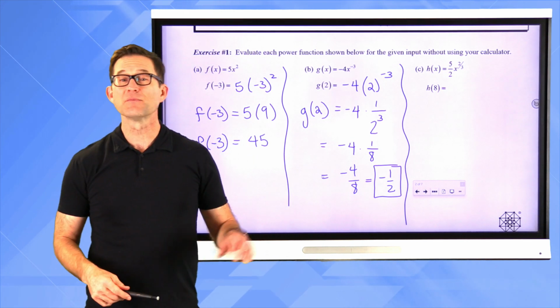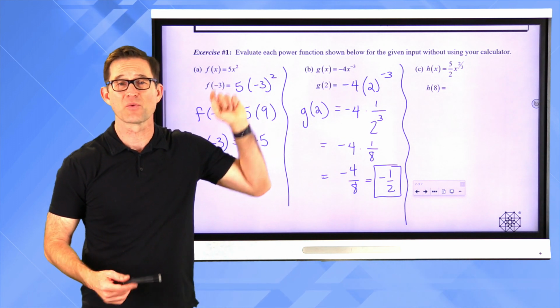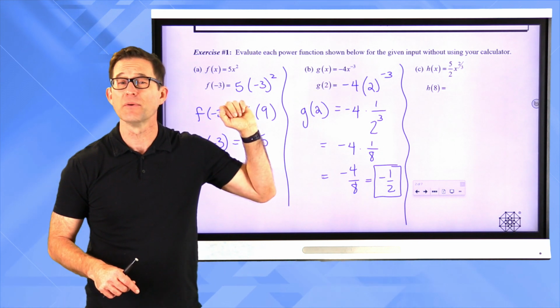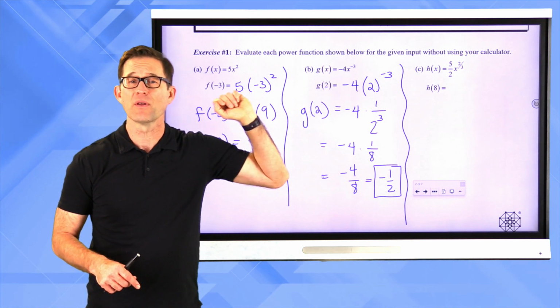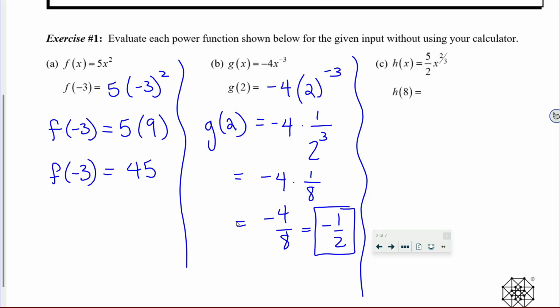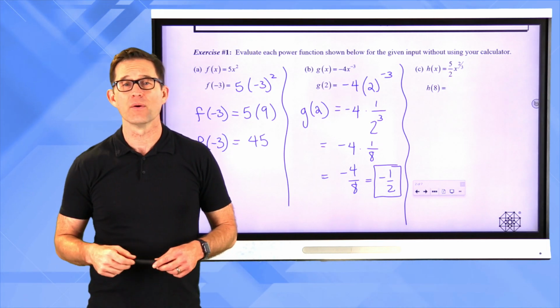So the last one was probably the simplest of all types of power functions, a nice positive number times x raised to another positive number. Here it's a little bit trickier, where we've got an exponent that's a negative. And now let's take a look at letter C. We've got 5/2 times x to the 2/3, and we'd like to know the value of h of 8. A little hard for me to get that one out. Again, pause the video and see if you can figure out the value of h of 8.